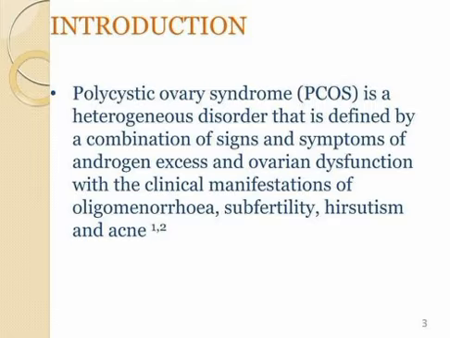First, let's see what is polycystic ovarian syndrome. Polycystic ovarian syndrome is a heterogeneous disorder which is mainly defined by the combination of signs and symptoms of androgen excess and ovarian dysfunction. Usually, there is a clinical manifestation of oligomenorrhea, subfertility, hirsutism, as well as acne. So these are the combination of both the androgen excess as well as the ovarian dysfunction. Totally, it is known to be polycystic ovarian syndrome.